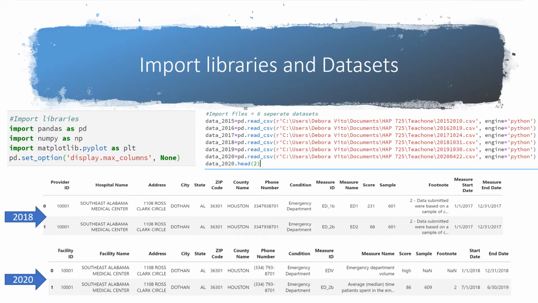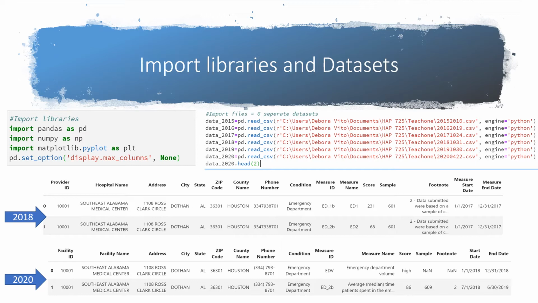Once you have all your data sets downloaded, go ahead and open your Python, and we'll first import our 3 libraries. They're pandas, numpy, and matplotlib. Once you've done that, go ahead and import your files. As you can see, I've dated mine from year 2015 all the way until 2020. And below are my outputs for 2018 and 2020.